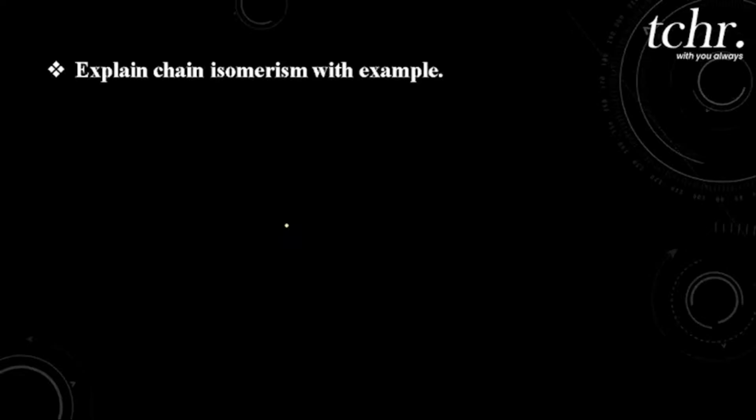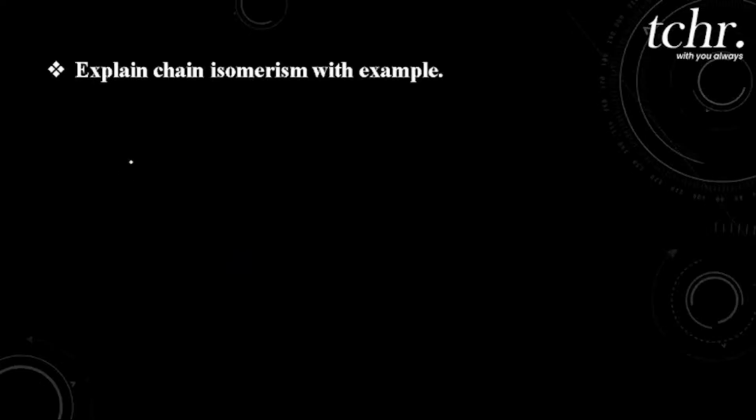Now, when it is asked what is chain isomerism or explain chain isomerism, you have to tell that, you know what isomerism is, right? Two compounds having the same molecular formula but differing in the carbon chain. So students, compounds having the same molecular formula but differing in the carbon chain are called chain isomers, and this phenomenon is known as chain isomerism.